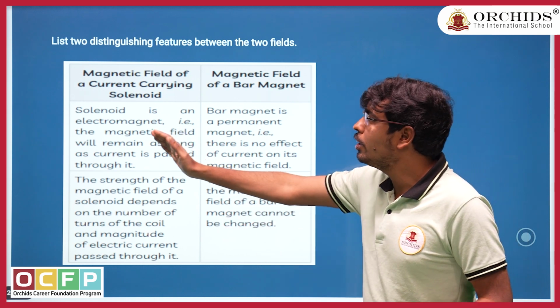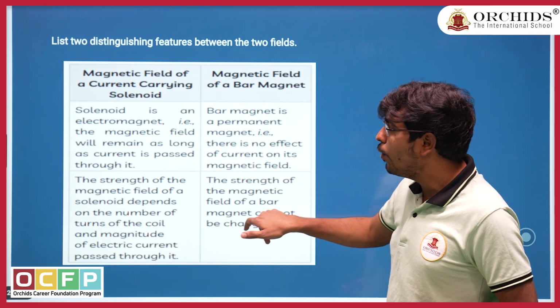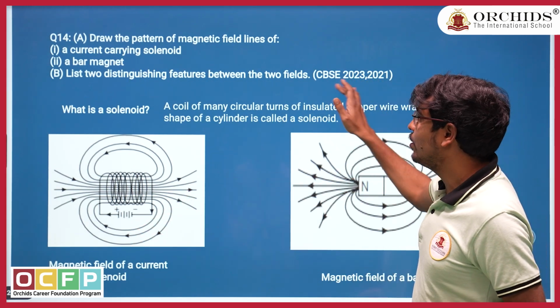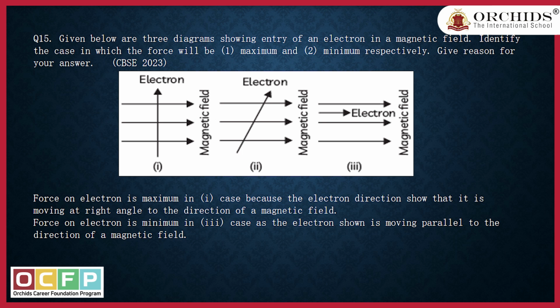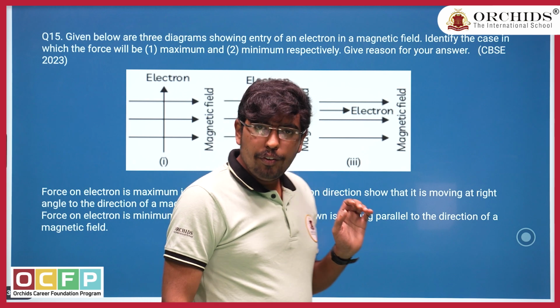So these are the dissimilarities you have to write in board examinations when they ask this type of question, which are very, very important: the solenoid and the bar magnet. Okay. Now we will go to the next question. Here they gave us 3 diagrams again. Understand the diagrams carefully and we can answer one by one.